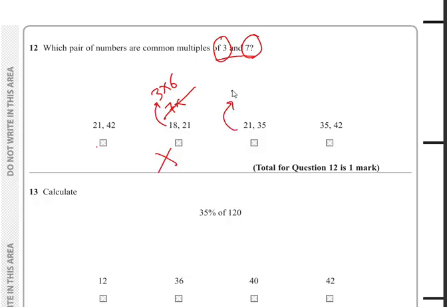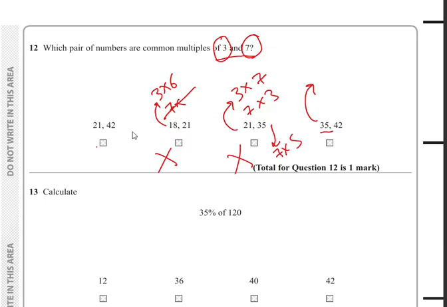21, well, that's 3 times 7 or 7 times 3. Good. But what about 35? 35 is 7 times 5, but 35 is not in times table 3. That means it is not. 35 is the same thing. It's wrong because it's not in times table 3.